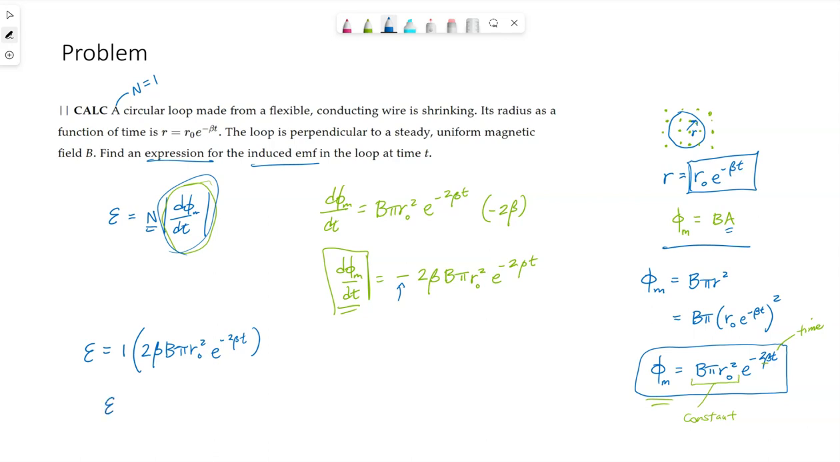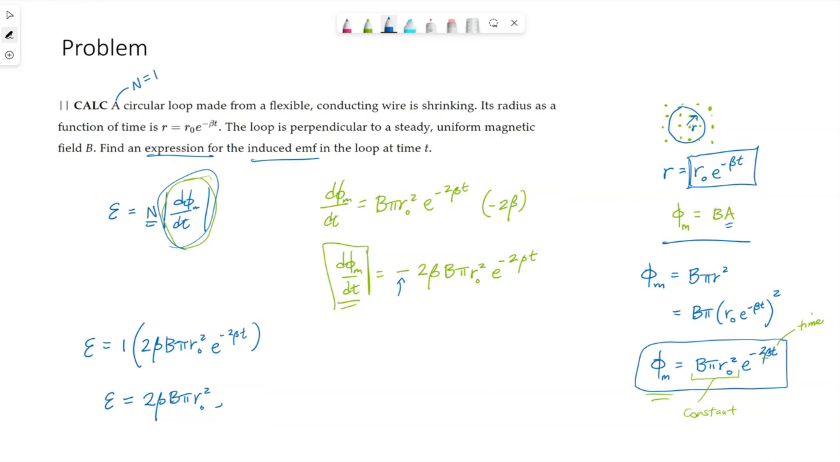So the EMF induced at any given moment in time is equal to, all of this first stuff is a constant. Any given circular loop will have a specific beta value. There is a specific magnetic field. It has a specific starting radius. And then the time comes into play based off of plugging t into that exponential function power.